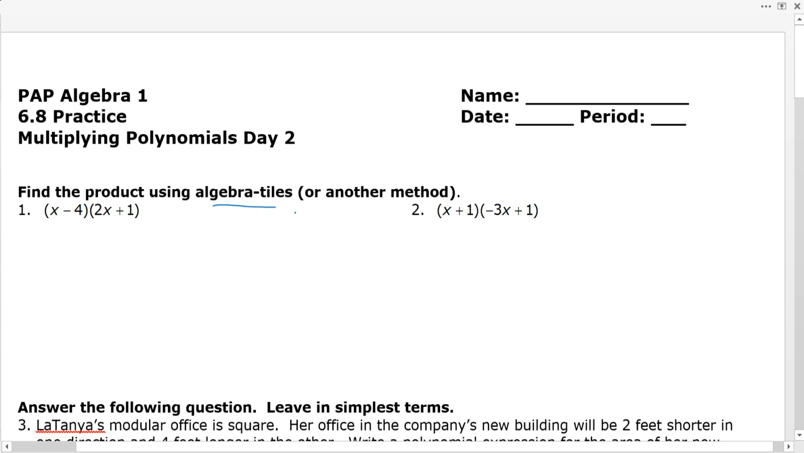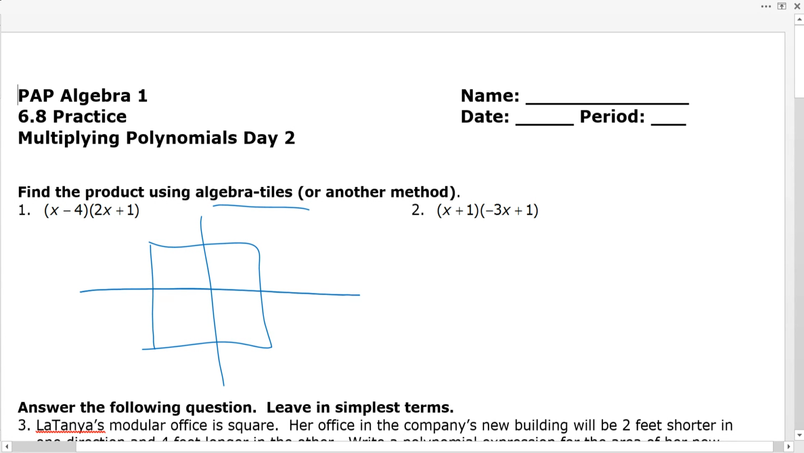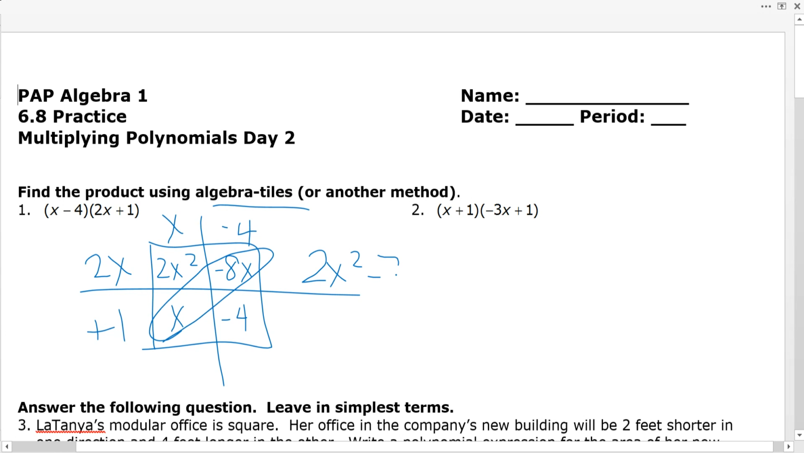Okay, the first thing we can do, algebra tiles, not my favorite. I don't think they're anybody's favorite. So let's use another method. Okay, let's use our box. So we have x minus 4, 2x plus 1. Multiply 2x times x, and I get 2x squared. 2x times negative 4, and I get minus 8x. 1 times x is x. 1 times negative 4 is minus 4. These guys get combined. I have 2x squared minus 7x minus 4.